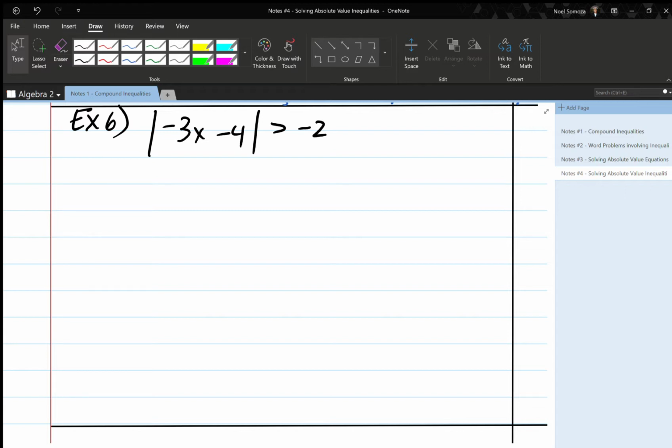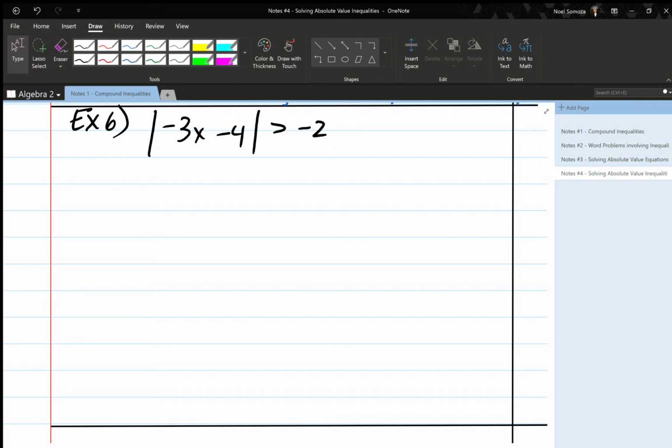Okay, so instincts. What are they telling you right now? You think it's no solution? Why? Because of the negative. But that was when we wanted the distance to be less than a negative. What's different this time? Greater than. Is a distance going to be greater than a negative? Yes, always.